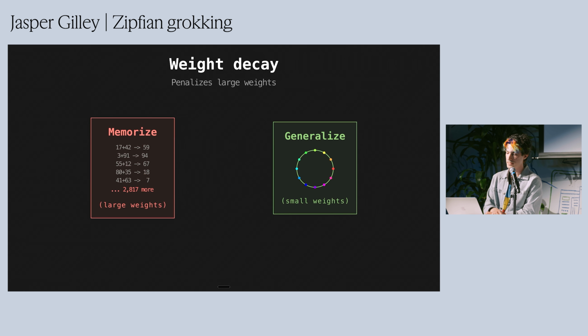And the reason that it selects generalization over memorization in the long run is because we're using this thing called weight decay in our model, which penalizes large weights and forces it to eventually go towards the more compact weight solution.